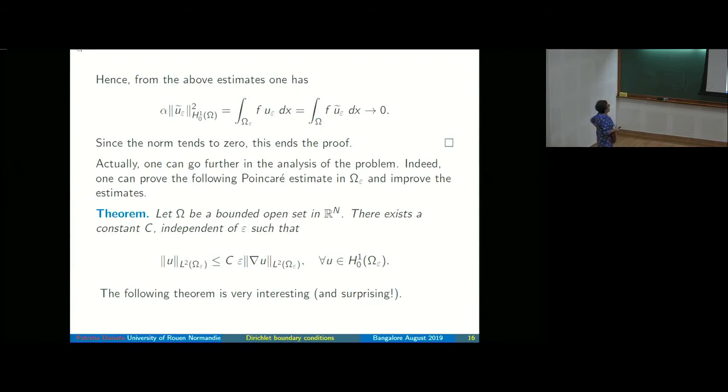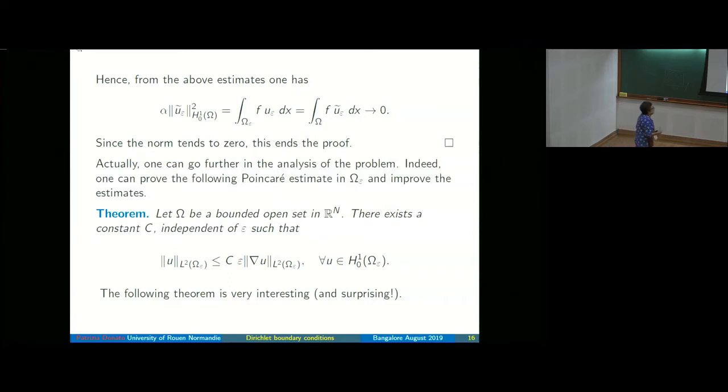Okay. Yes, this is nice, although we expected maybe more, to understand this problem more. Actually this is very rough. We can do better. It was done by Lions originally. So, first one observes that in omega epsilon one can prove a Poincaré inequality. Before, we used, through the extension operator, the constant of omega. But actually we can have this estimate where the constant is C times epsilon, in H10 of omega epsilon.